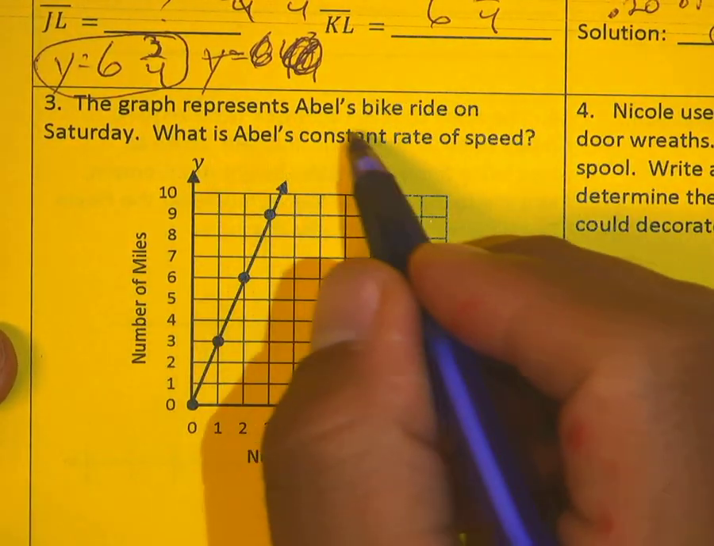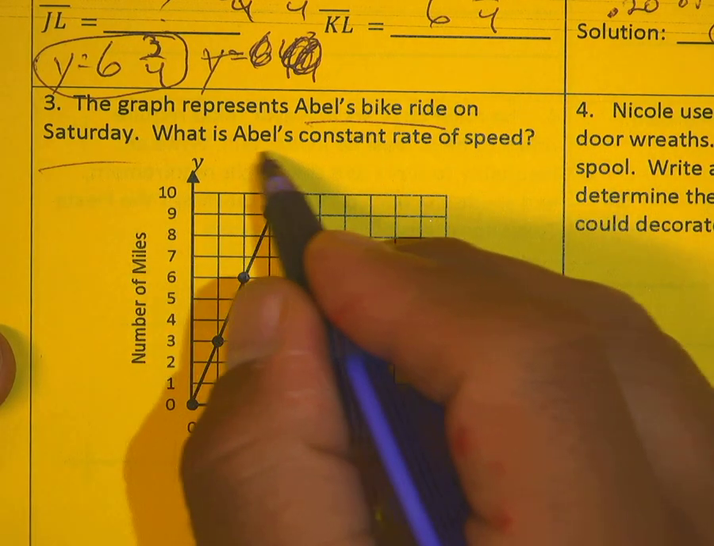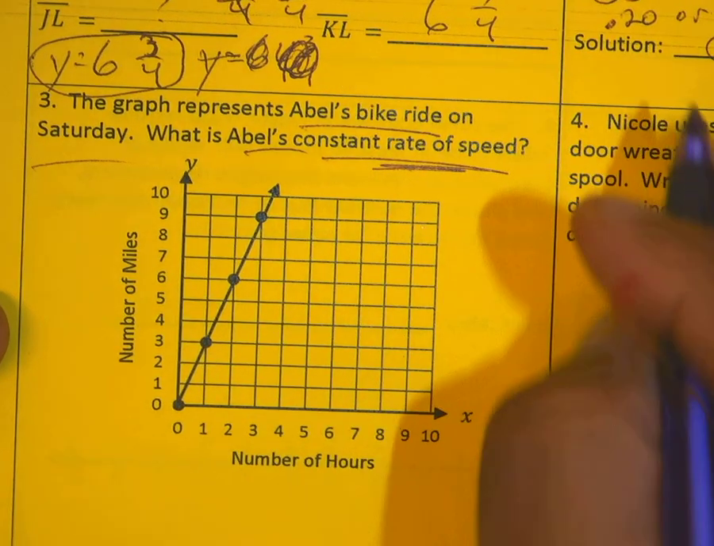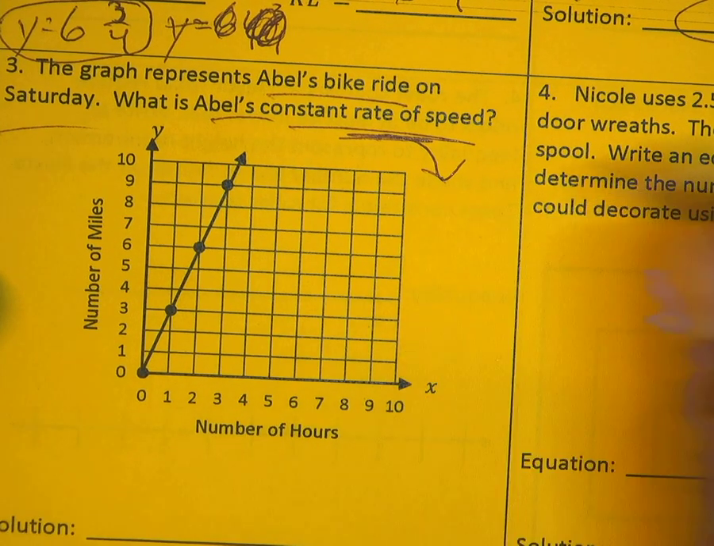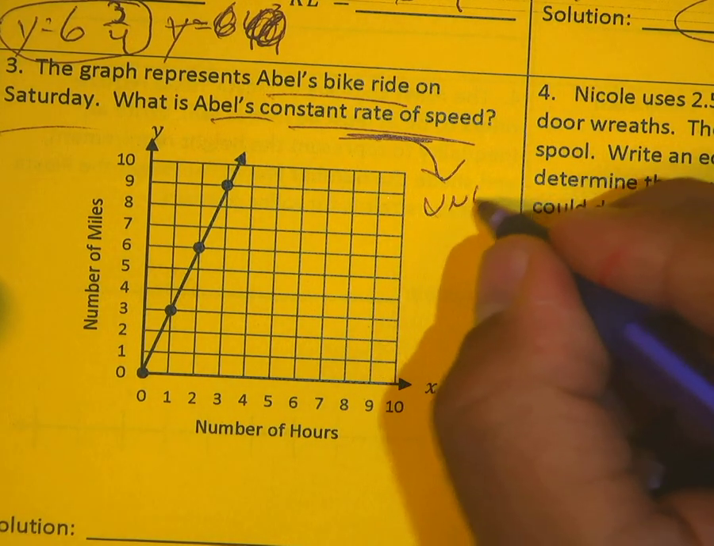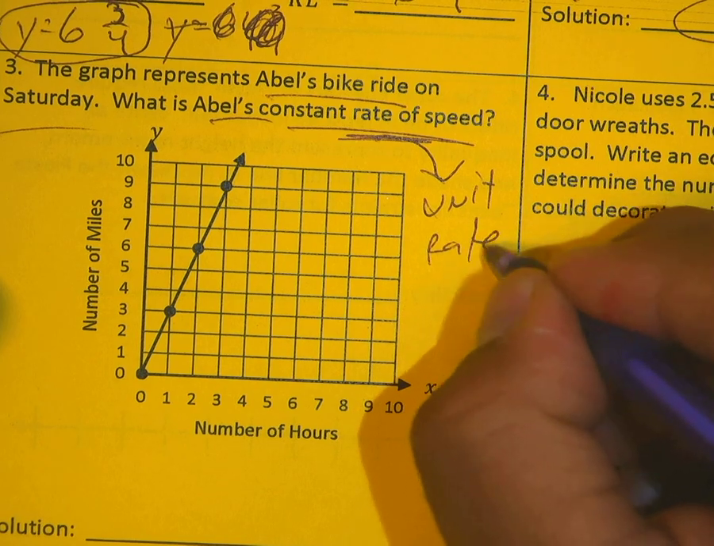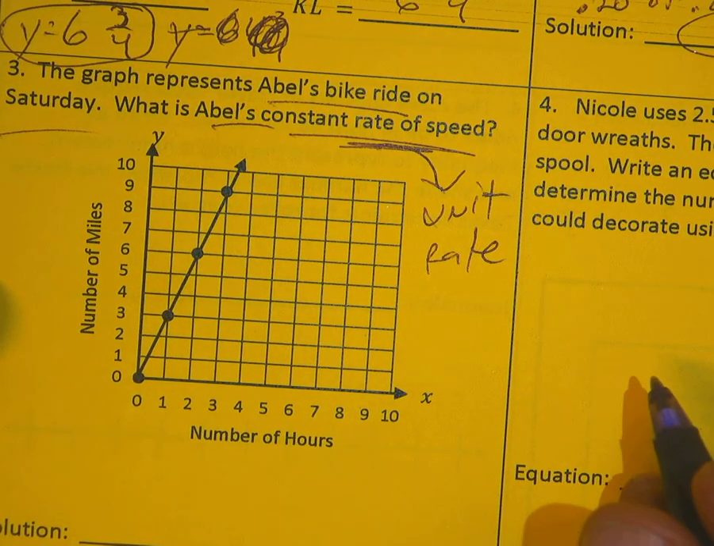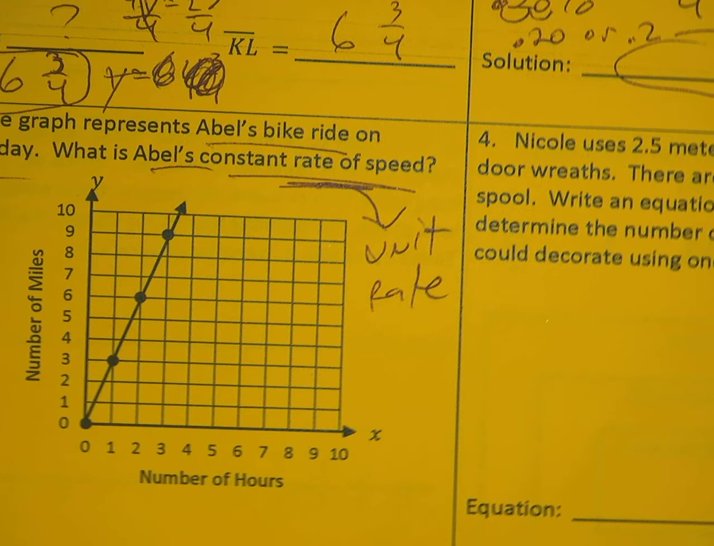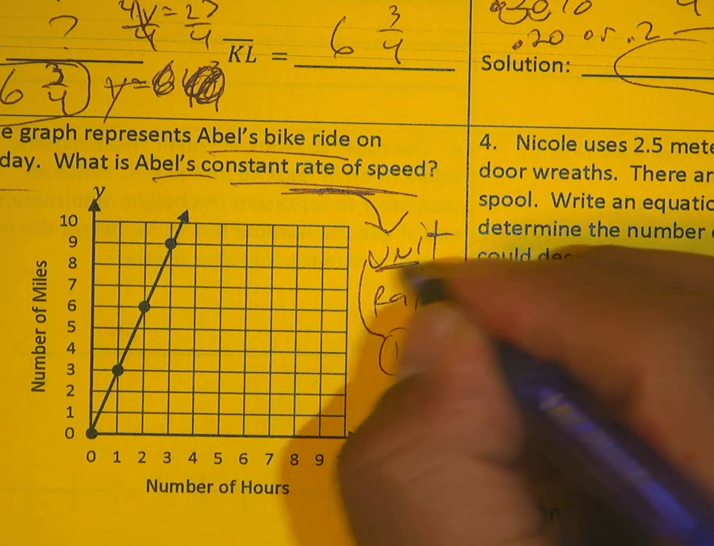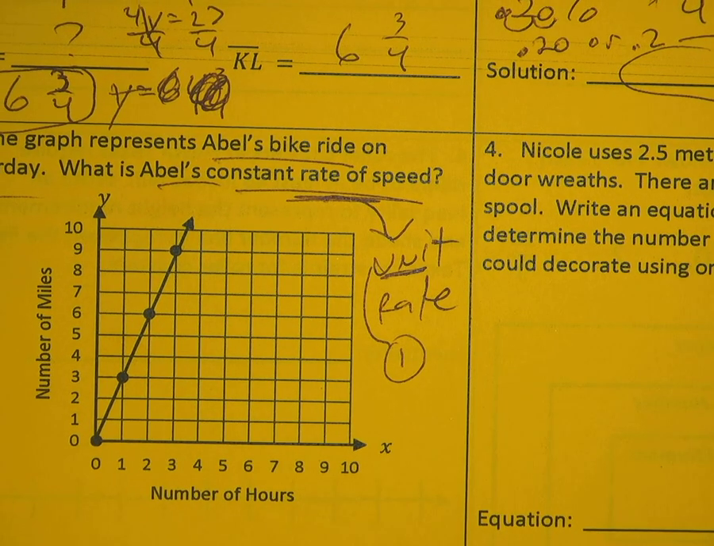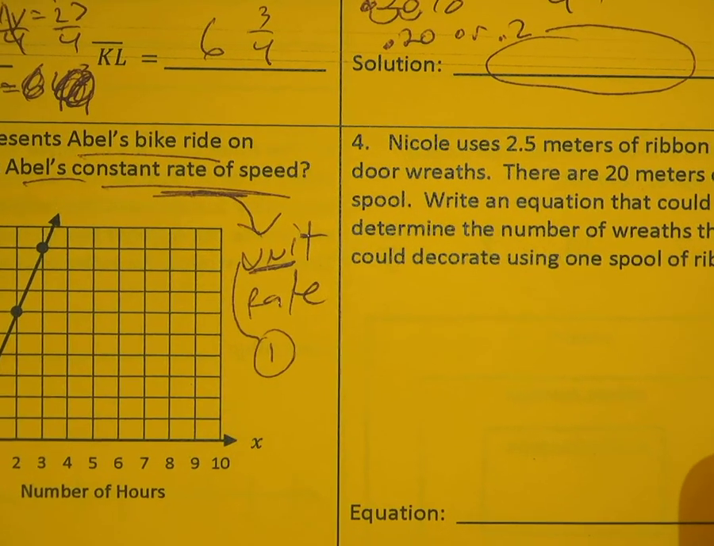Look at the next one here. The graph represents Abel's bike ride on Saturday. What is Abel's constant rate of speed? That means constant rate of speed, I want the speed for 1. I want the unit rate. Think there, I want the unit rate. Uni means 1. Unidad. Okay, so I want the unit rate.